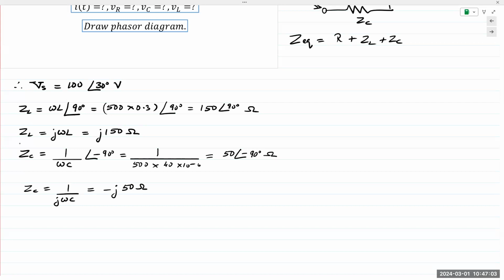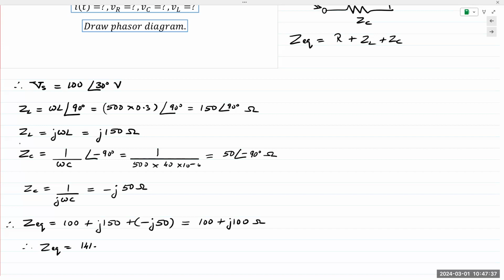Since I need to perform an addition, I'm summing up the three impedances together, so I would use the rectangular form. ZEQ is, again, R plus ZL plus ZC. So it's 100 plus j150 plus minus j50. The final value is 100 plus j100 ohms. In polar coordinates, that comes out to be 141.4 with an angle of 45 degrees ohms.